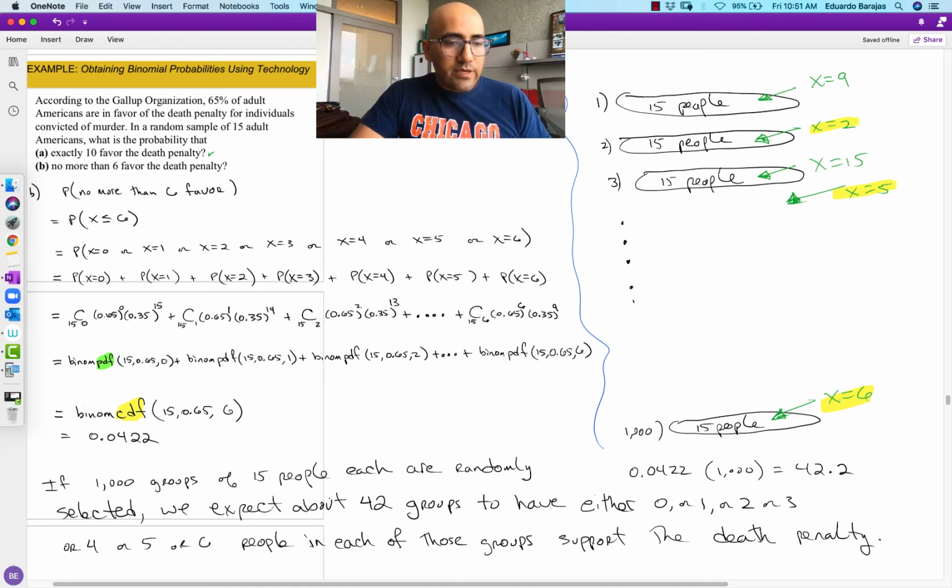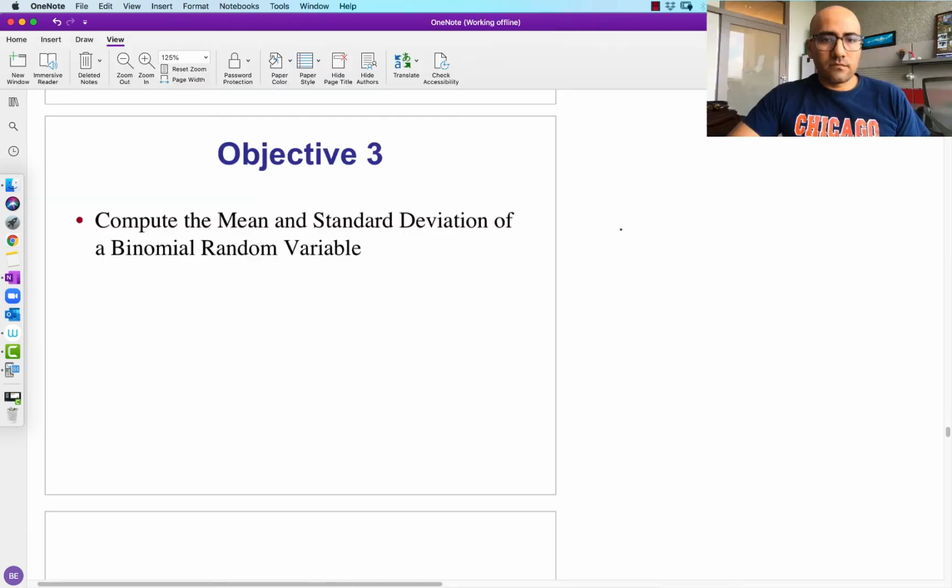And then finally, we introduce this binomcdf function in our calculator, which gives us the running sum of the values of the PDF function from 0, always starting from 0, all the way up to and including the value you tell it to stop at. Good. And the interpretation hopefully made sense. All right, let's move on to finding the means.